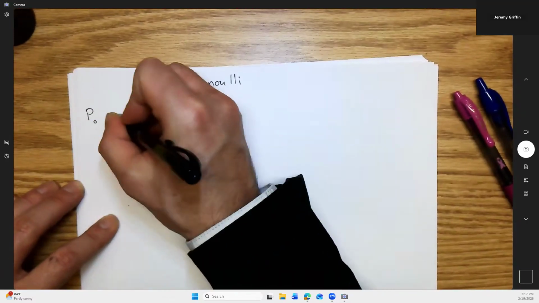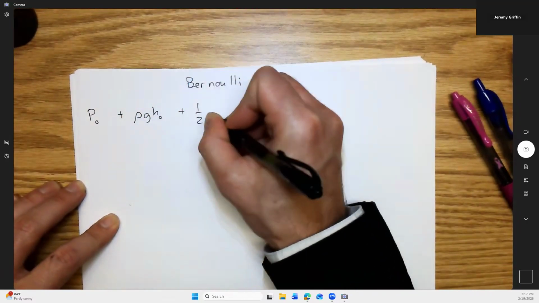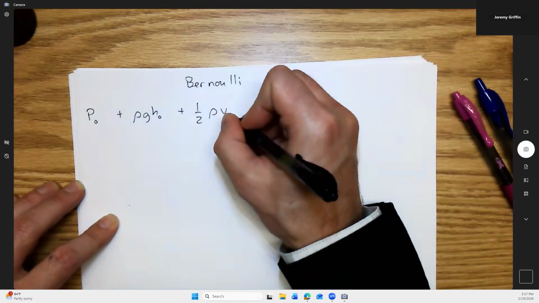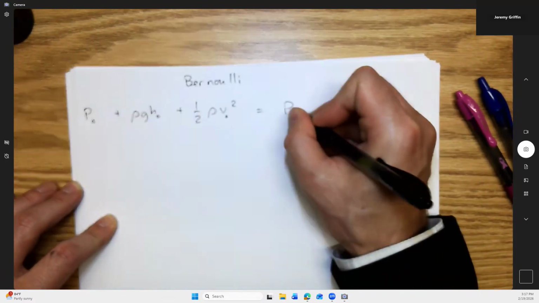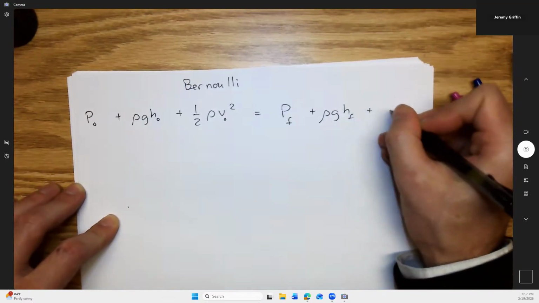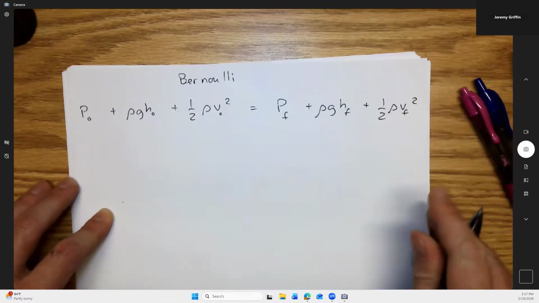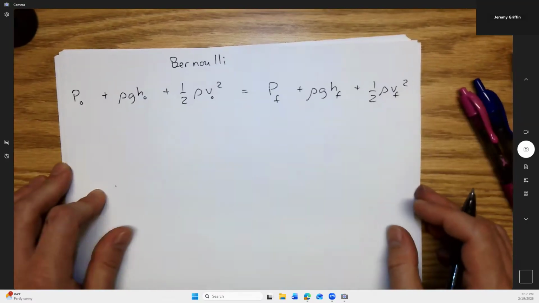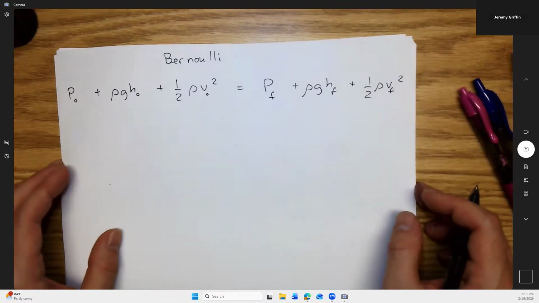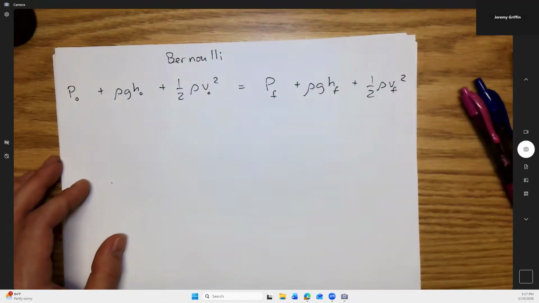So initial pressure plus rho g h initial plus 1/2 rho v initial squared equals pressure final plus rho g h final plus 1/2 rho v final squared. Okay, so there's your Bernoulli. I'm not supposed to write everything on the wall, so you guys have it right there.